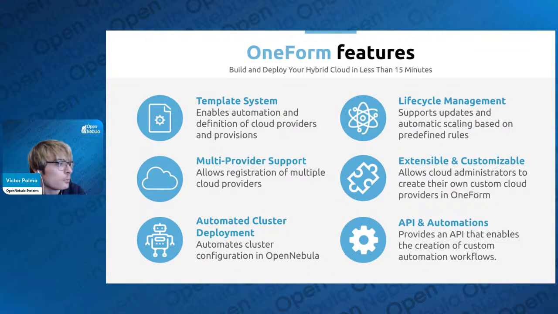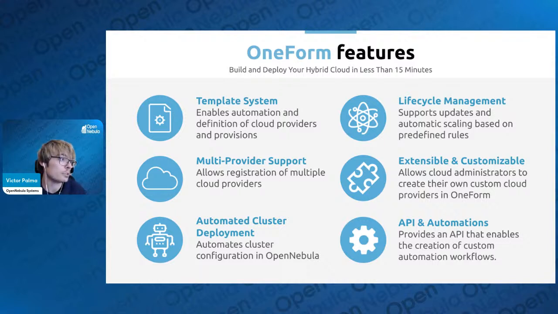So with that said, let's take a look at the main features of OpenNebula, of OneForm. So we have here the 6 main features, but we also have some of them in our roadmap that we are going to discuss later. But currently we have for OneForm a template system definition where you can create templates for your providers and your provisions. So you can define this document in order to allow the user to recreate providers and provisions with some rules predefined by the cloud administrator.